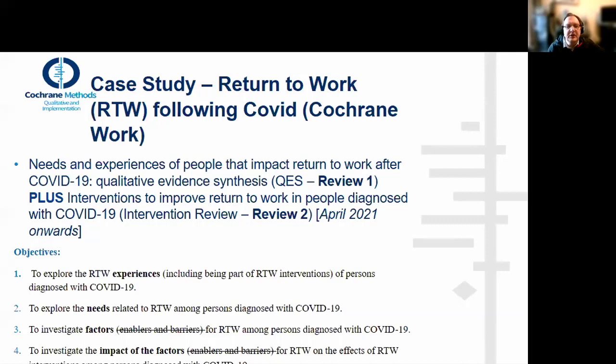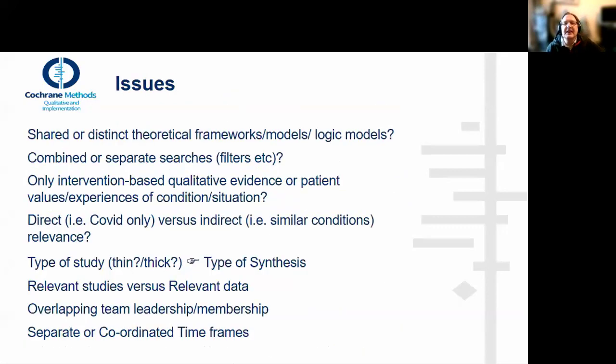You'll notice that within our group, we're not very keen on the idea of enablers and barriers because it tends to oversimplify complex systems. So we prefer factors, which then allows you to create more systemic models to interpret in different contexts. So some of the issues that have arisen through the protocol, and these link back nicely to Eva's introduction. Should the two reviews share a logic model or theoretical framework, or should they develop separately?